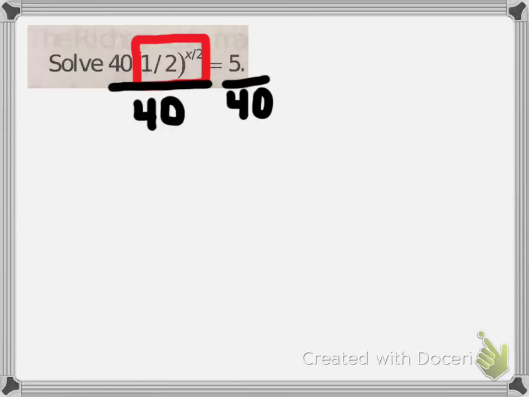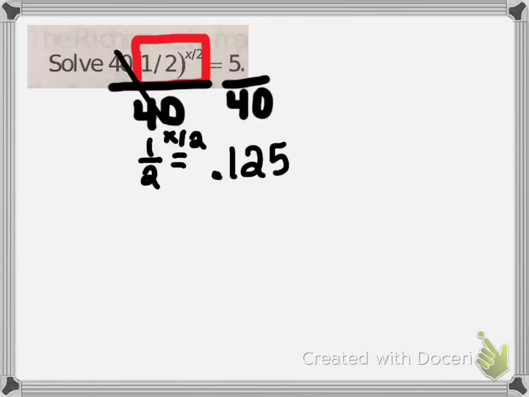And once we divide by 40, you're going to get 1/2 and we have 5 over 40. You can simplify that if you want to, or you can leave it as 5 over 40, or put it in a decimal. I really don't care as long as you have the exact value and not a rounded value. So I have 1/2 raised to x over 2, and it's going to equal 0.125.